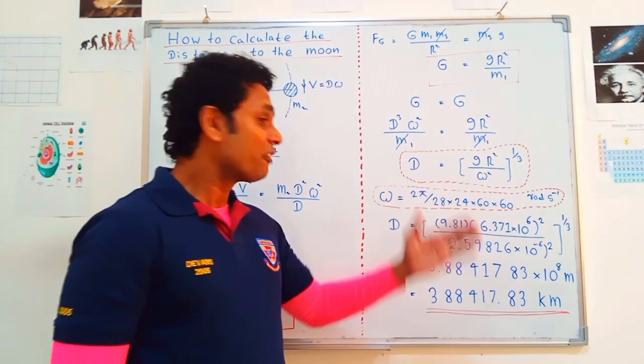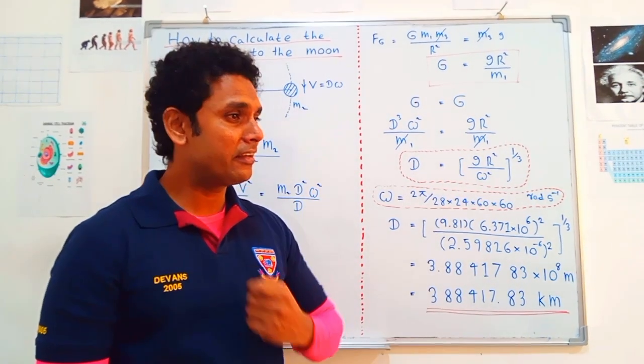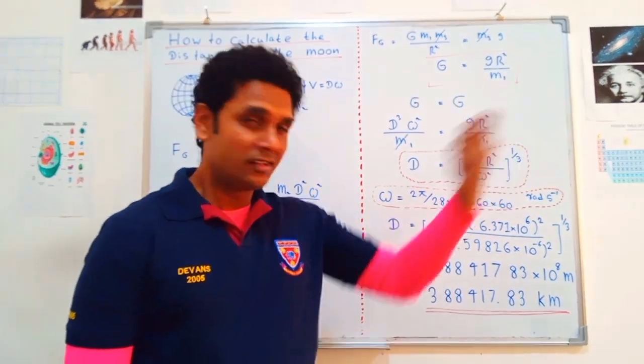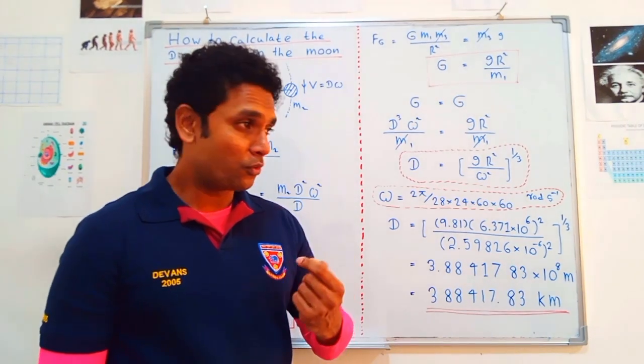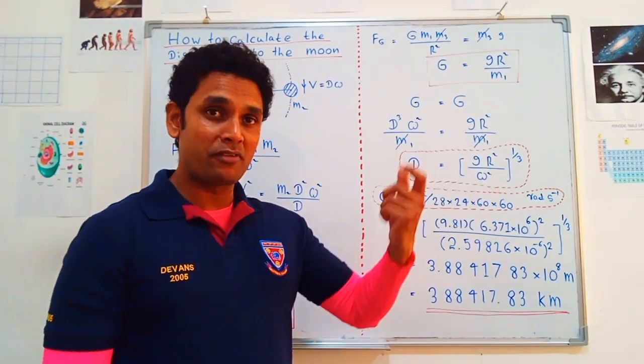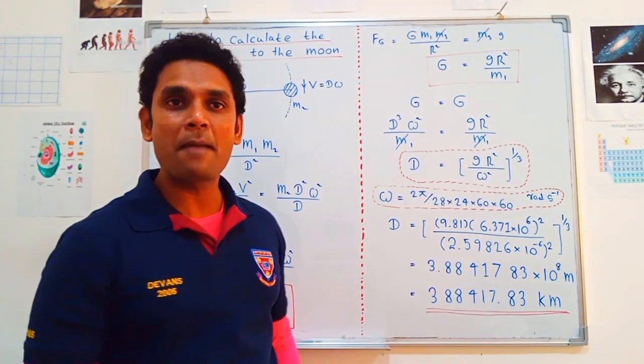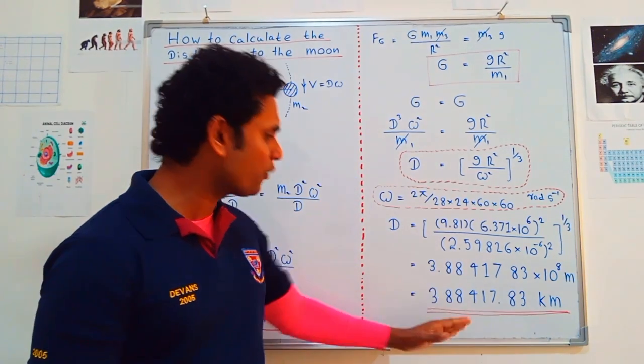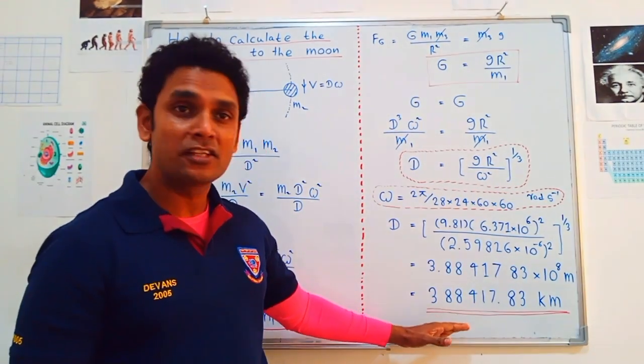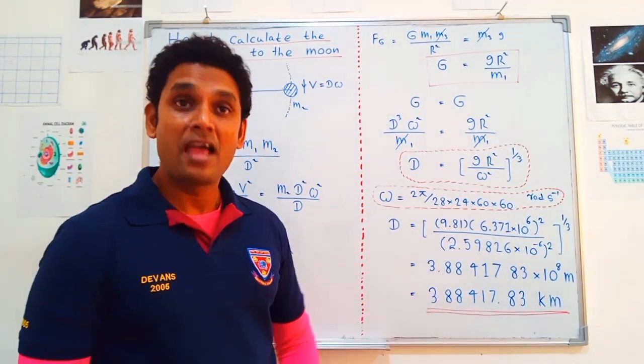It means without taking any telescope, without any laser beam, without calculating the travel time required for the laser beam to travel or anything like that, only using applied mathematics, we have calculated accurately the distance from the earth to the moon, and this is the power of applied maths.